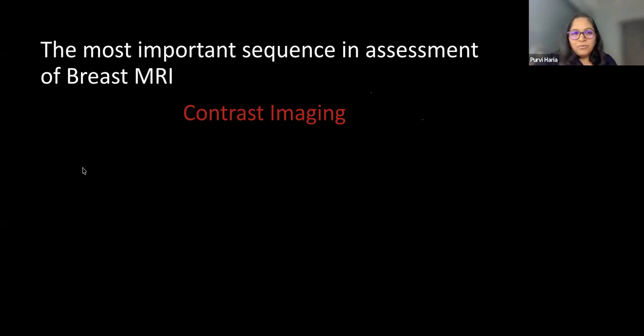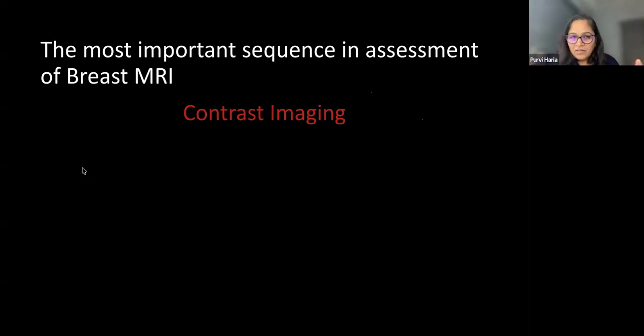So till now, what we discussed were all non-contrast sequences. Non-contrast breast MR has only one indication. There is no other situation where you can do breast MR without contrast. The only indication is when you want to evaluate implant rupture. You suspect implant rupture and you do the scan only for that. That scan will not tell you about the rest of the breast parenchyma, or about any enhancing lesion.